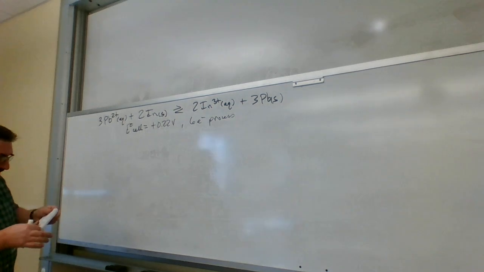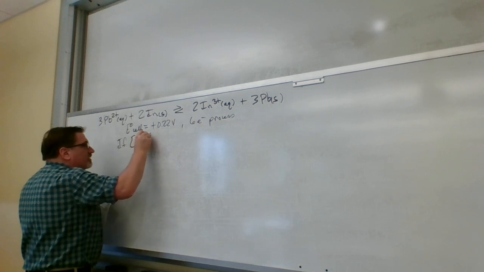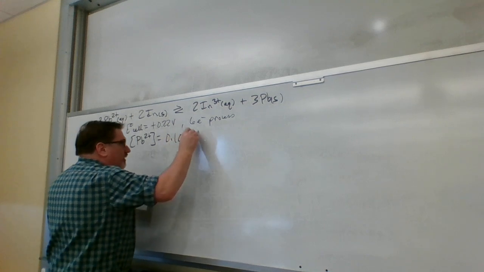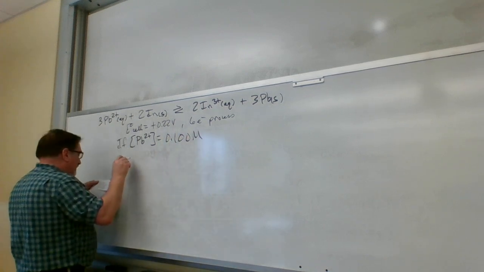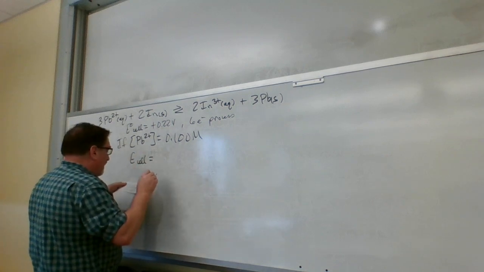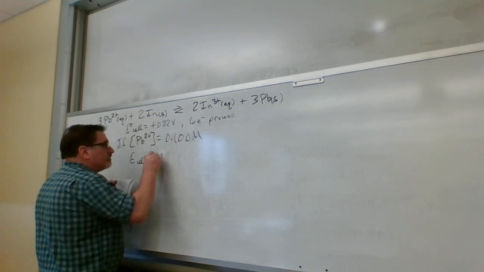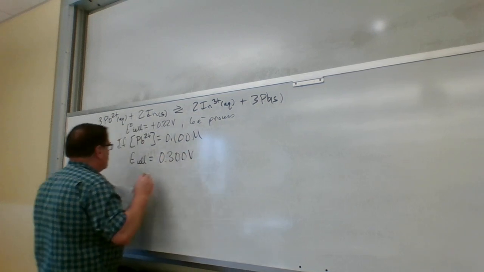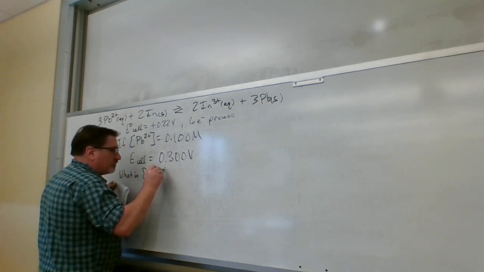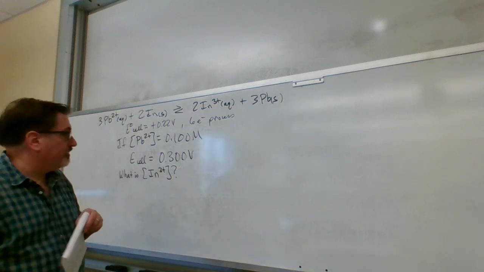In this setup, if the concentration of Pb2+ is equal to 0.100 molar and E cell is 0.300 volts, what is the concentration of In3+ required to make those conditions?